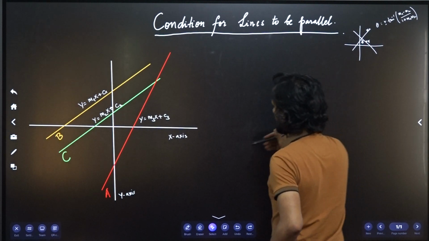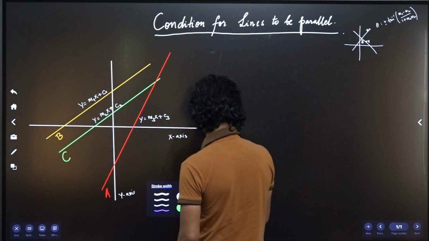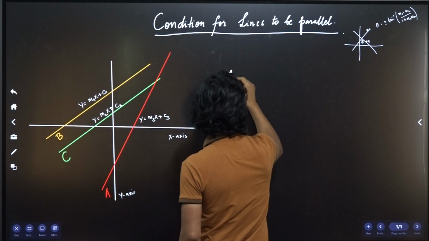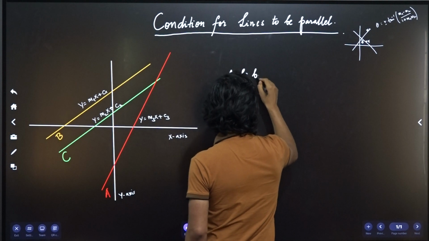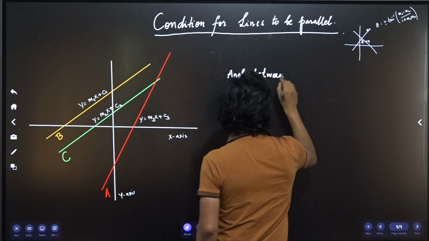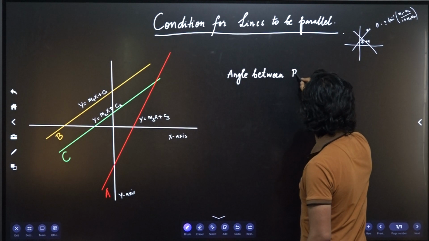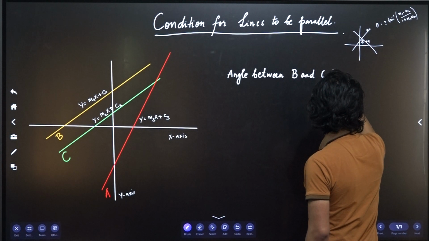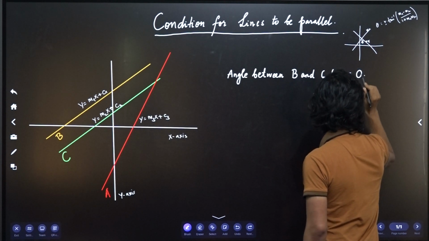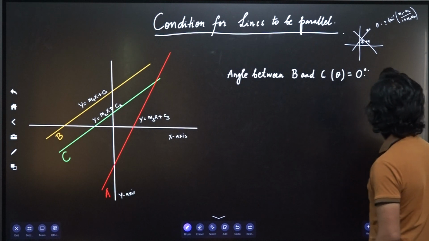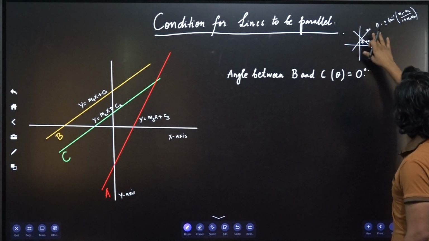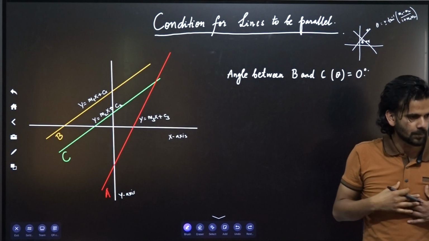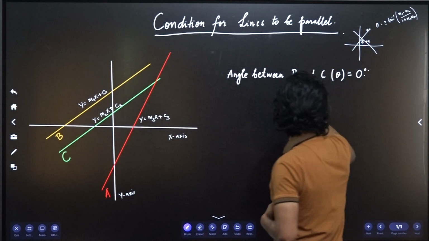So the angle between B and C, that is to say theta, equals how much? 0 degrees. Now if you put in theta equals 0, you will see what happens to m1 and m2. The angle between B and C is 0, right?